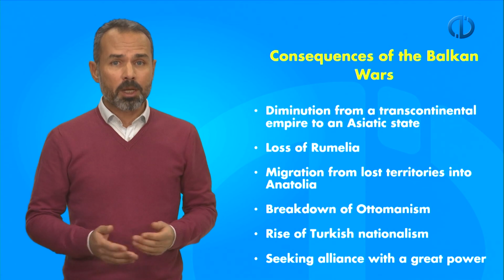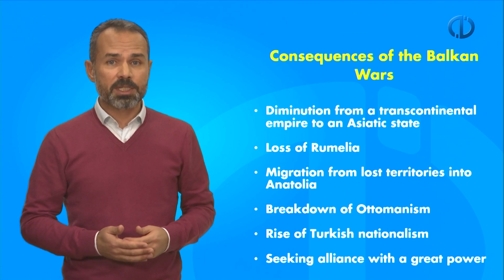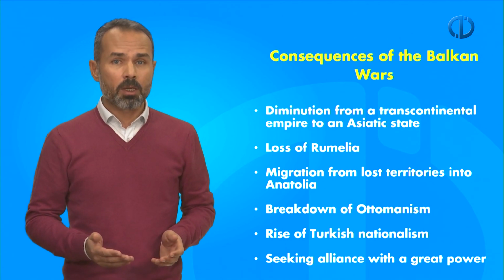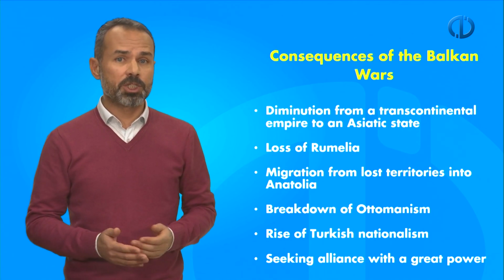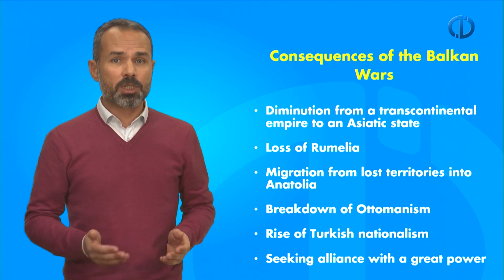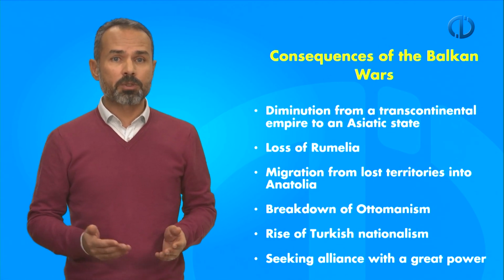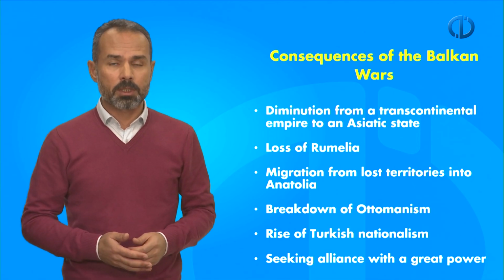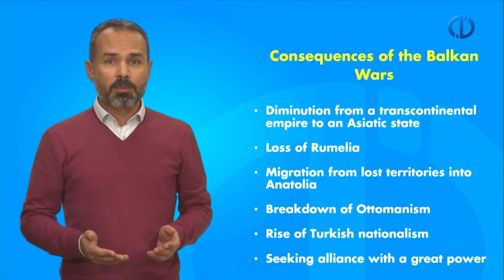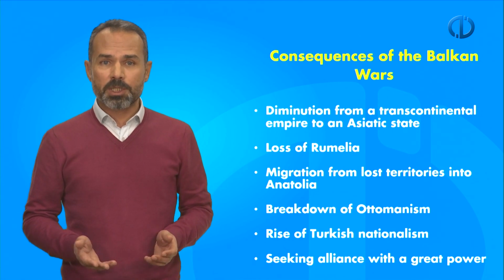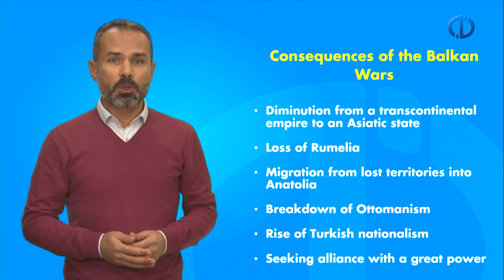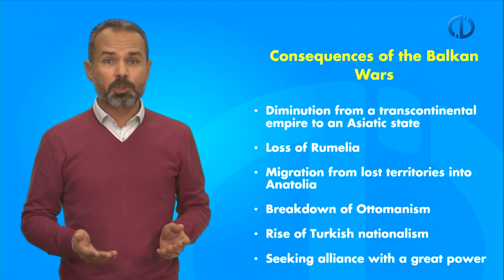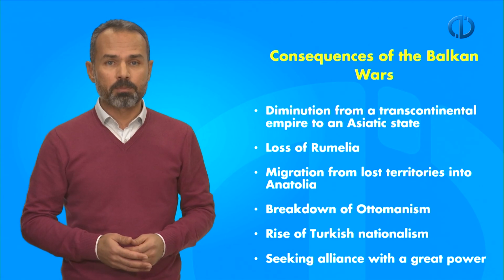Well, the Ottoman Empire was reduced to an Asiatic state from a transcontinental empire. The loss of Rumelia also meant the loss of the richest region of the empire. As a result of migration from the lost territories into Anatolia, the number of Muslims and Turks increased. It became clear that non-Muslims and even non-Turkish Muslims were discontent with the imposed Ottoman identity. So the idea of Ottomanism shattered, which paved the way for Turkish nationalism.